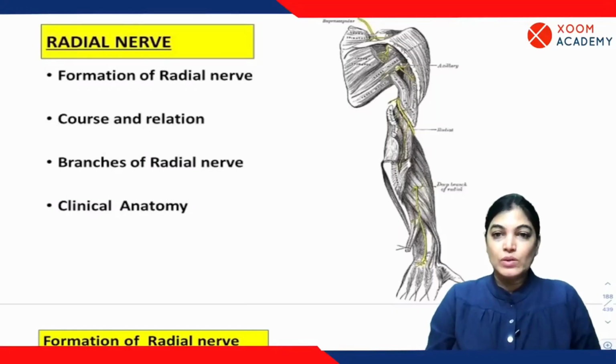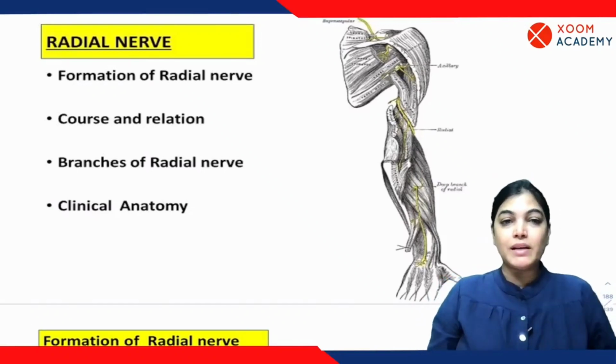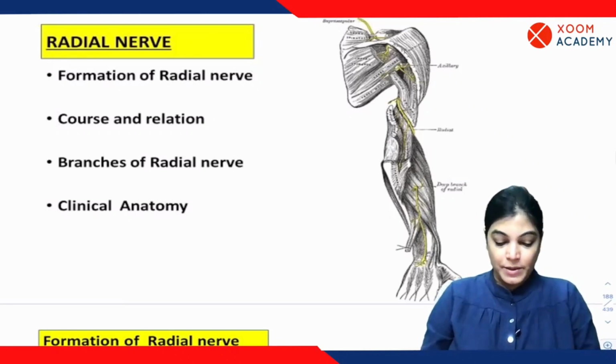Hello everyone. So let's start with the discussion of the radial nerve. Here also we are going to discuss how it is formed, it's a branch of which part of the brachial plexus, its course, relations, branches and the clinical anatomy.